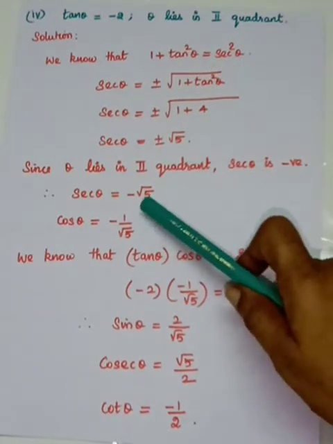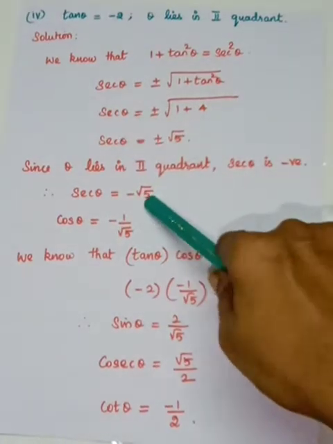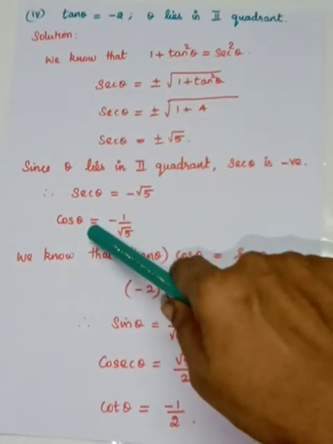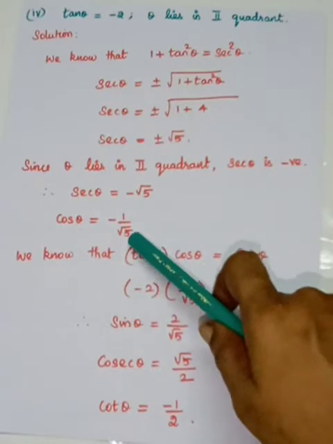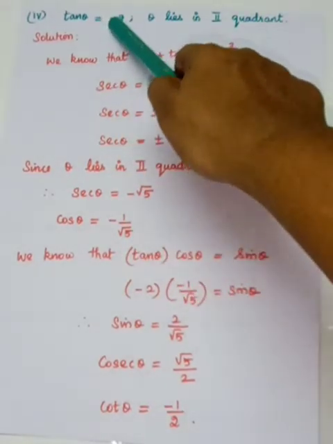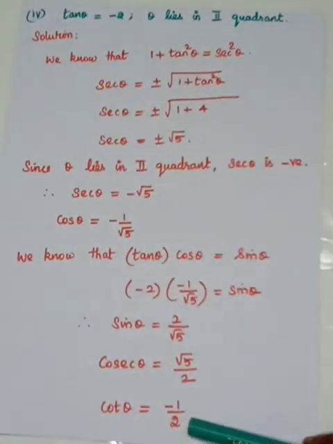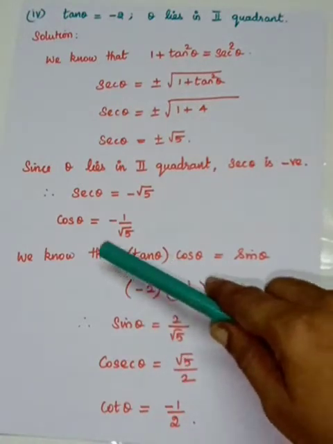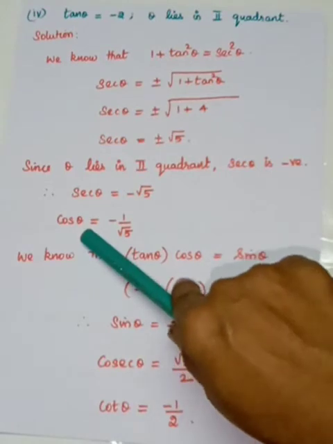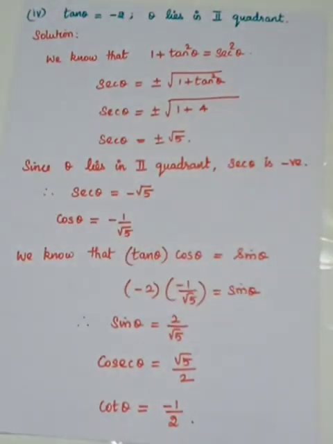So I have written the secant theta. If you know secant theta, we can very well write cos theta, its reciprocal. It is minus 1 by root 5. And if you know tan theta, you can very well write cot theta, so it is minus 1 by 2. So we have completed these. The sin theta is remaining. If you have cos theta, you can write sin theta is equal to square root of 1 minus cos square theta. That formula also you can use, what we did in the previous subdivision.